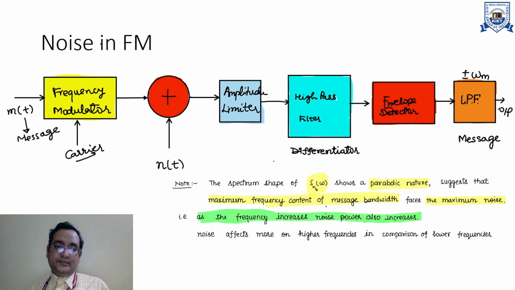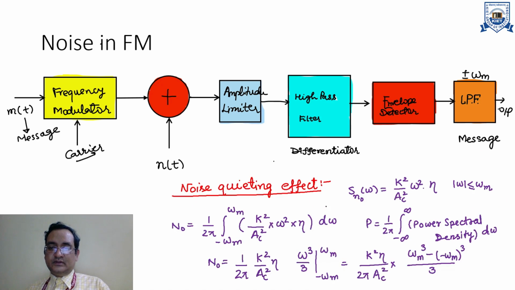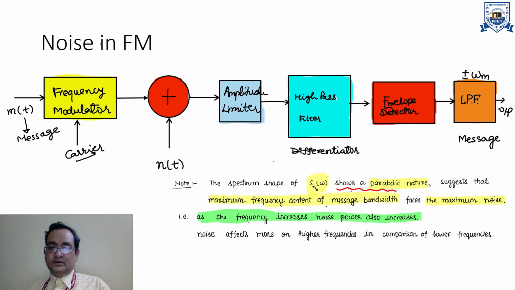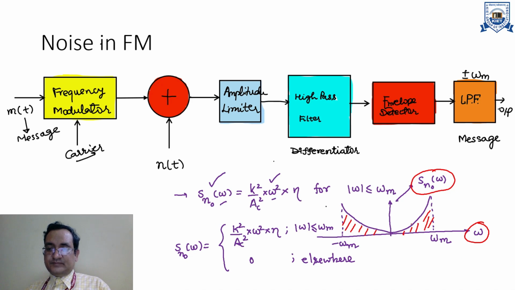Now the spectrum shape of Sn naught omega shows a parabolic nature, right? So I have shown this one. This is a parabolic relation between the power spectral density as well as the frequency. It suggests that the maximum frequency content of the message bandwidth faces the maximum noise. That means as power spectral density increases with respect to the frequency in a parabolic nature, so you can see that as PSD increases, noise power will also increase, right?